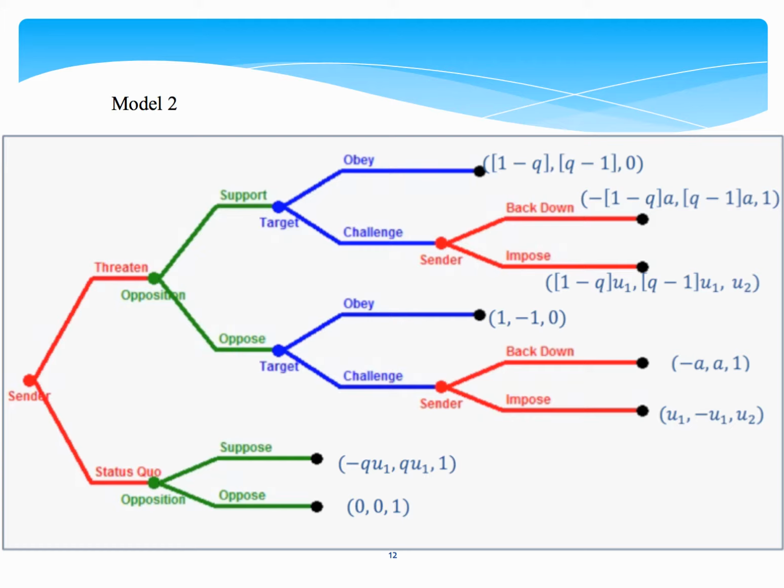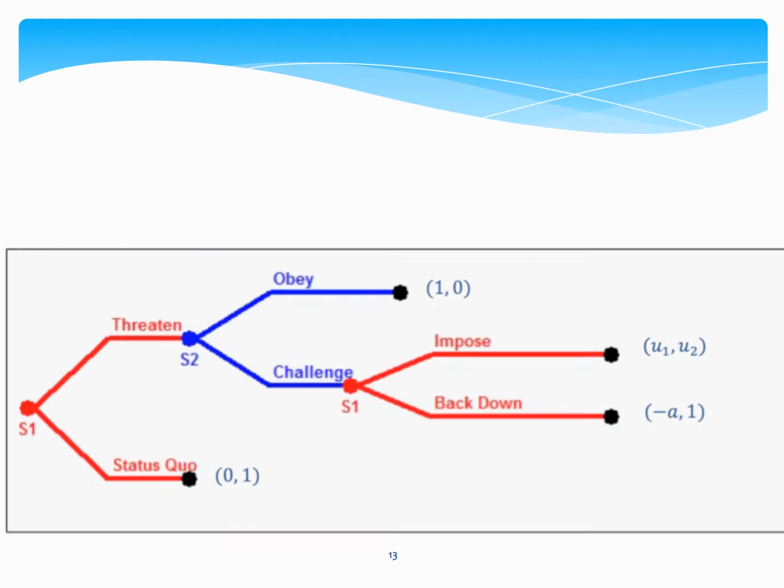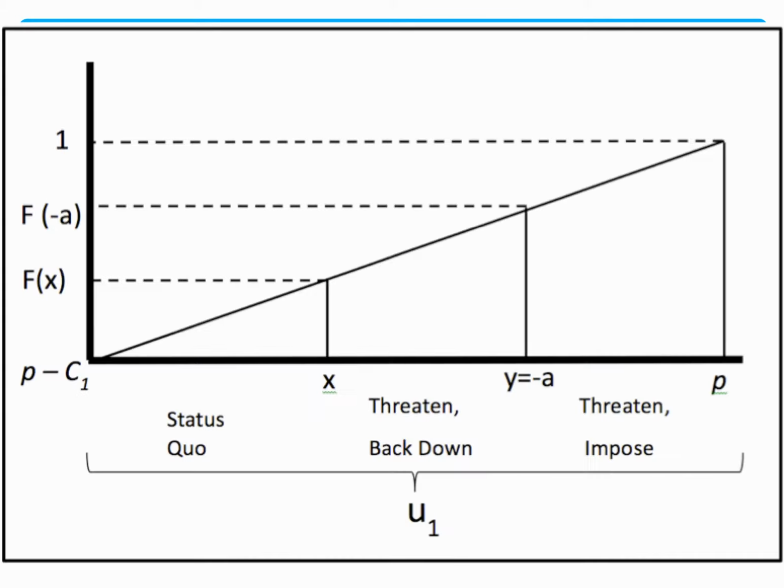But at the beginning, if the sender chooses the status quo and the opposition either supports or opposes, the game ends here. First, I will look at the first model. So here we only have two players, S1 and S2. And then I will look at the second model after that.